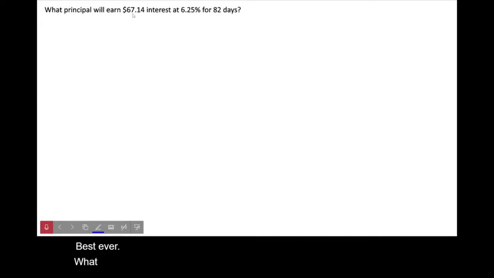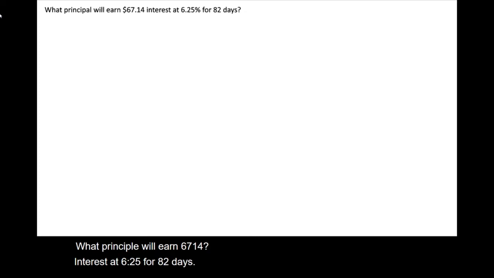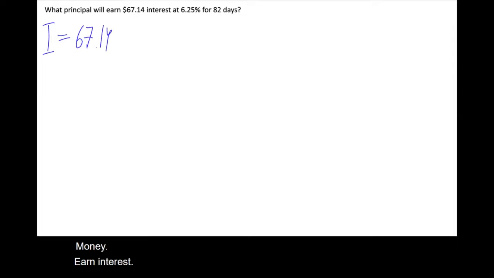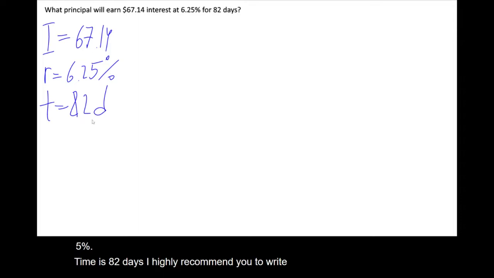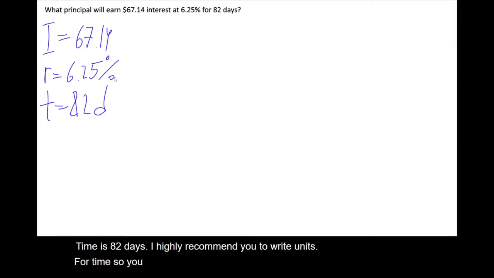What principal will earn 67.14 interest at 6.25% for 82 days? Okay, so earn money, earn interest. Interest rate is 6.25%. Time is 82 days. I highly recommend you write units for time so you know what to do when you have to convert it.